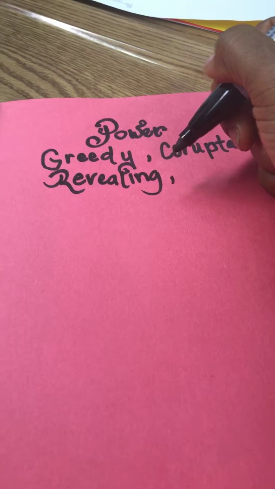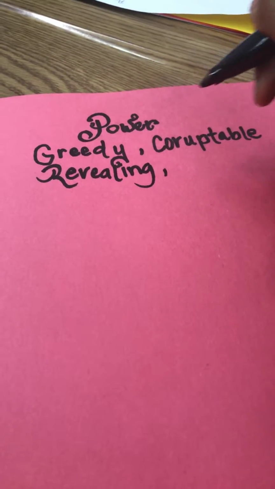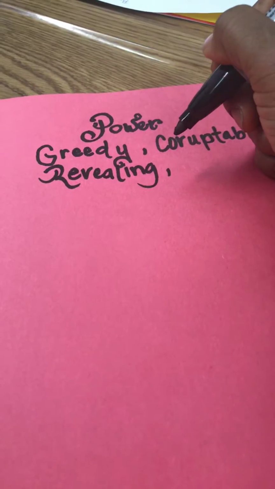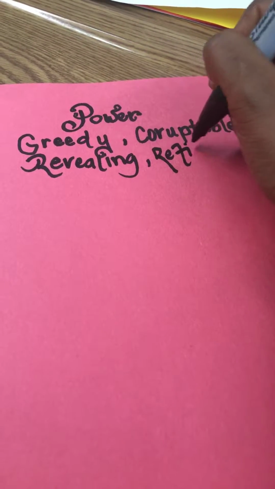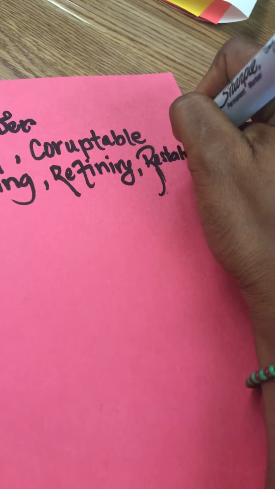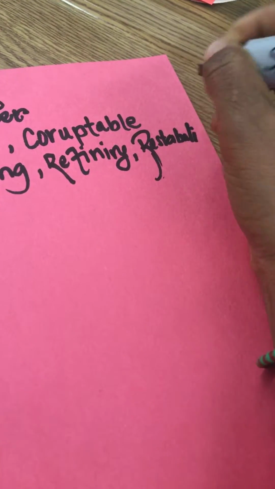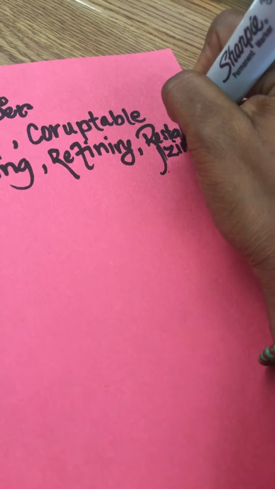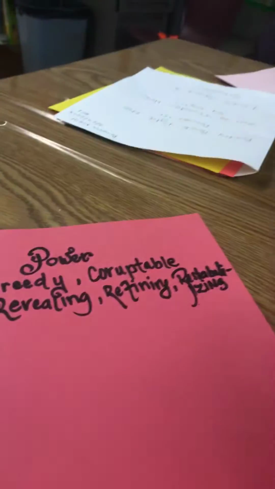Revealing. All right, and again, the Diamanté is how it inspired me. Greedy and corruptible. Revealing, refining, restabilizing. Oh, excuse me, I want you to be able to see it. Restabilizing. So that's first, okay?